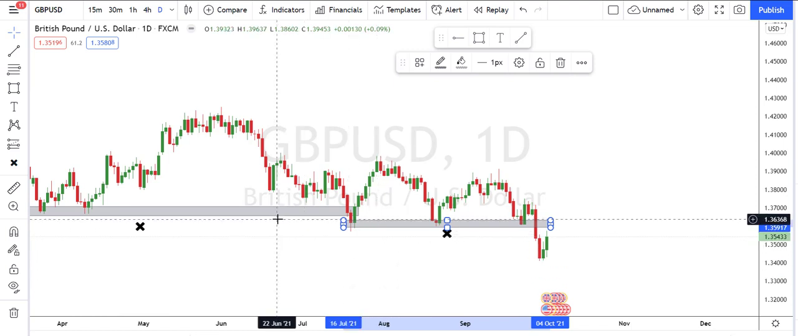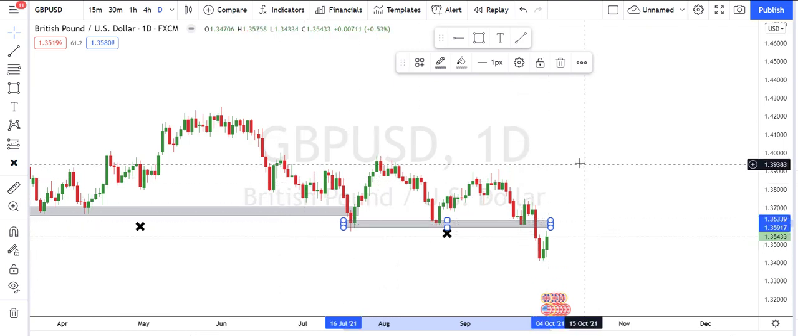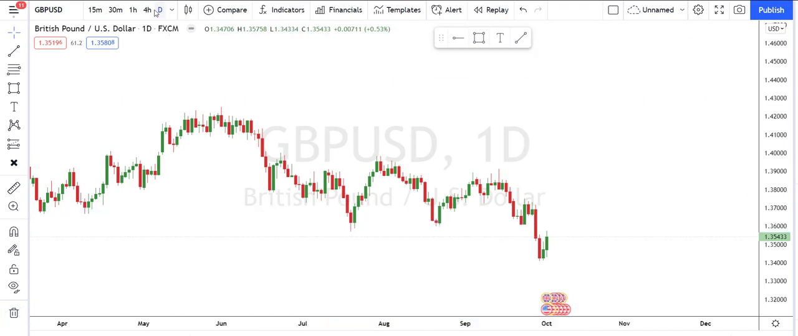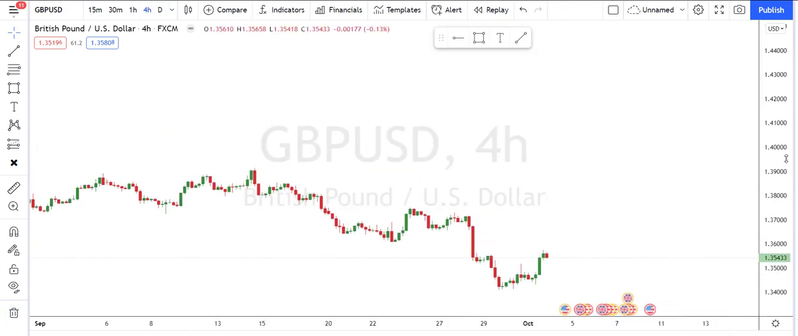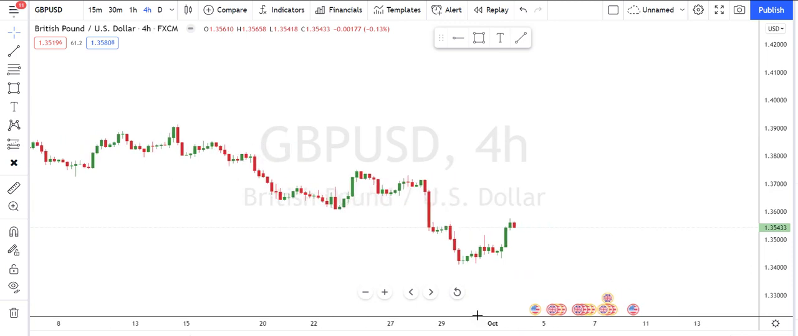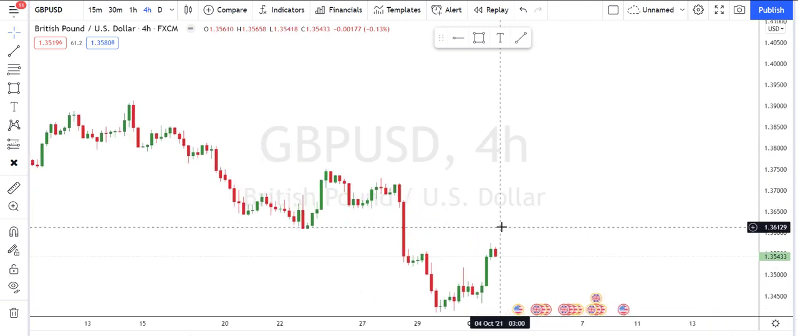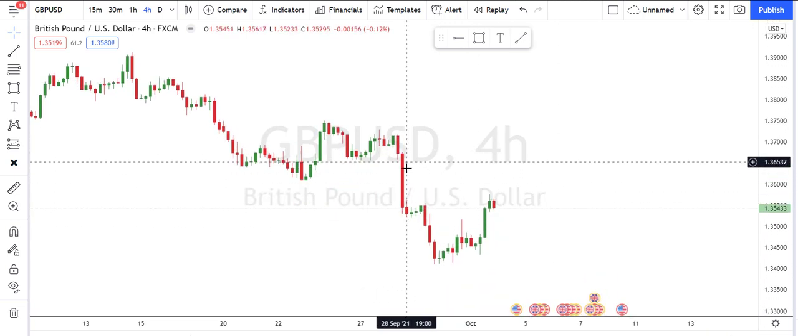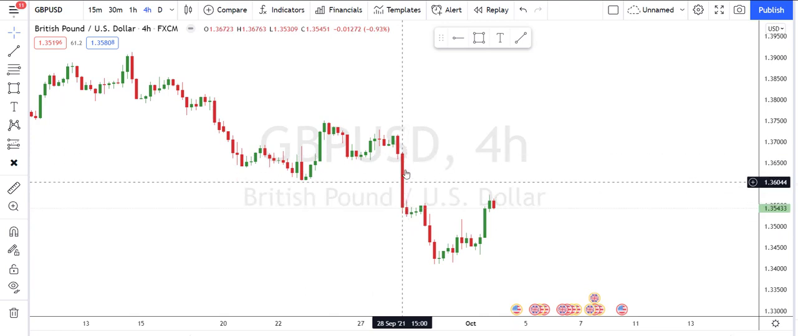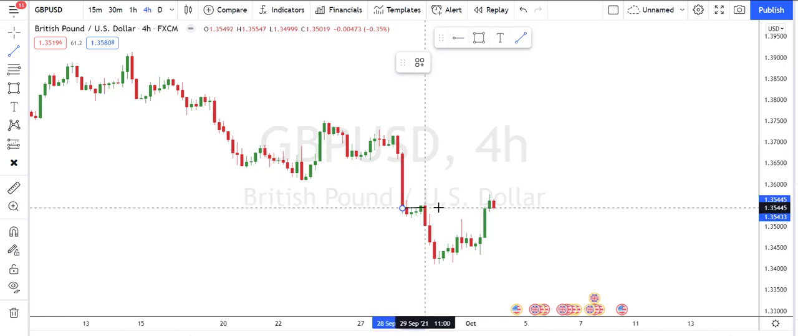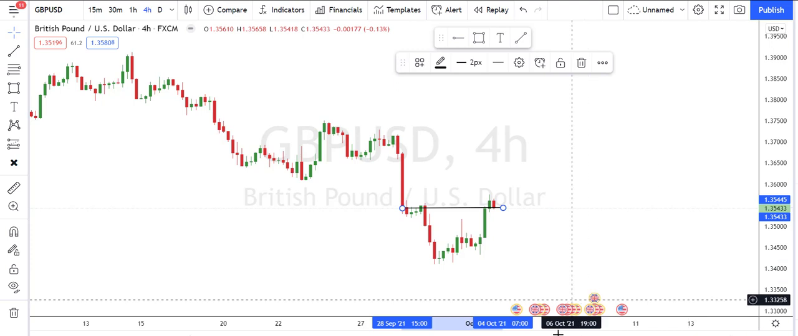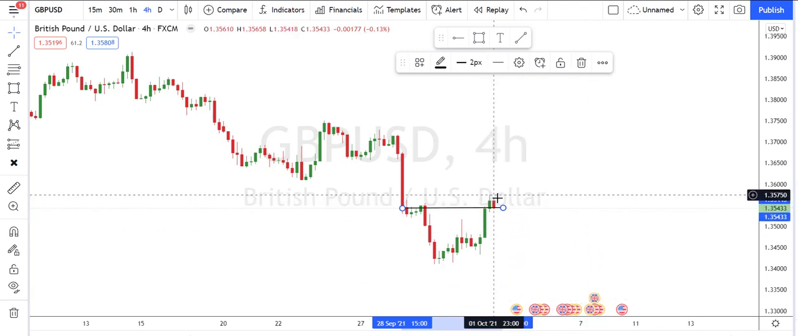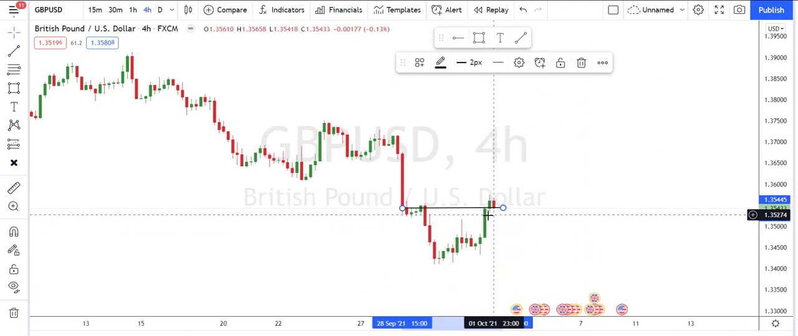Now we will move on to the 4-hour time frame for further analysis. So let's move on to the 4-hour time frame. And if we look closely in the 4-hour time frame, the first thing you will see right here is this imbalance. Price left this imbalance right here, and also we can see that price created a kind of minor resistance right here.